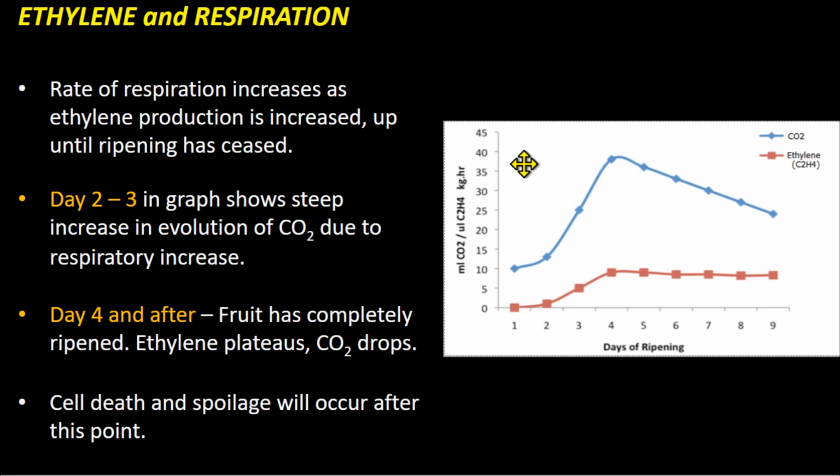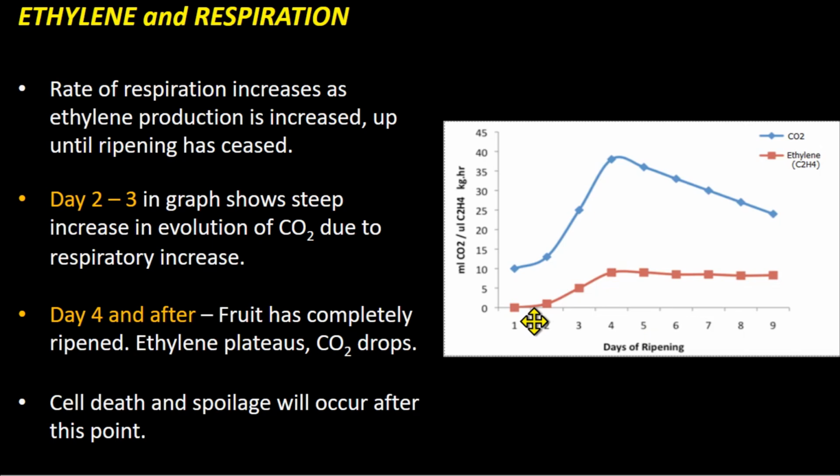Let's look at this graph for ethylene and respiration. On the y-axis here we have the milliliters of carbon dioxide being released per hour, and here we have on the x-axis the days of ripening. So we can see that the rate of respiration increases as ethylene production is increased up until ripening has ceased. So the blue here represents carbon dioxide and the red here represents ethylene.